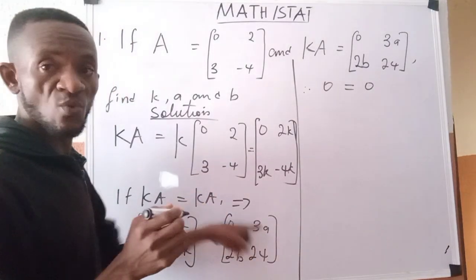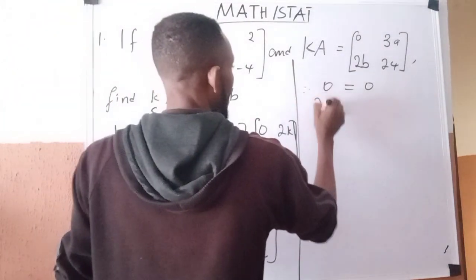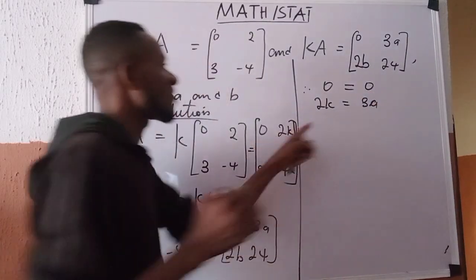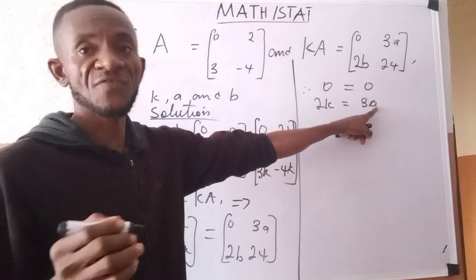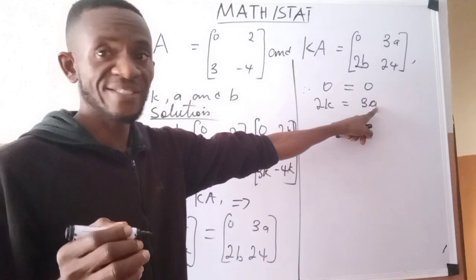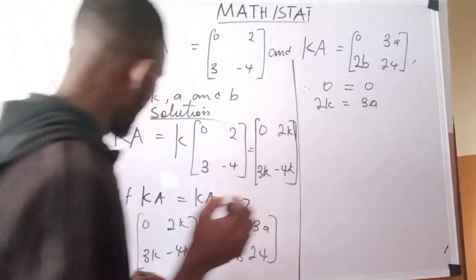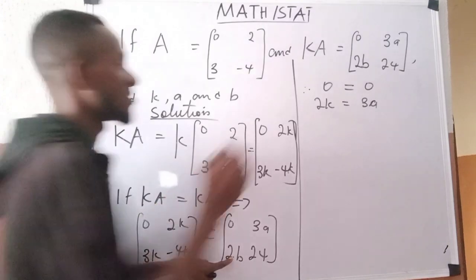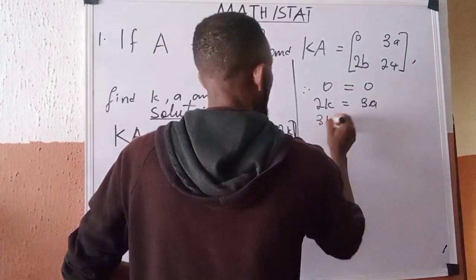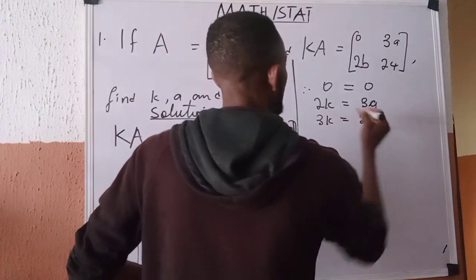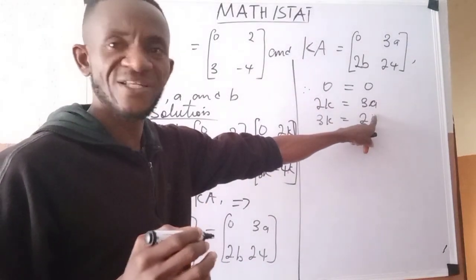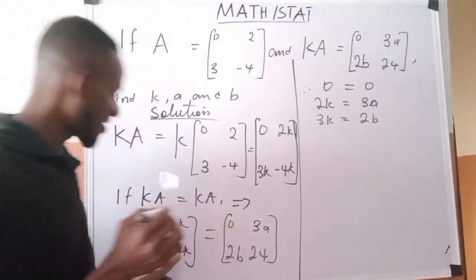I go ahead, I come over here. My 2k is equal to 3a. So I have my 2k equals 3a. I don't know the value of k, I don't know the value of a, so I can't determine them for now. Then I come down here. 3k should equal 2b. So 3k equals 2b. I equally don't know the value of k nor the value of b, so I can't evaluate it.